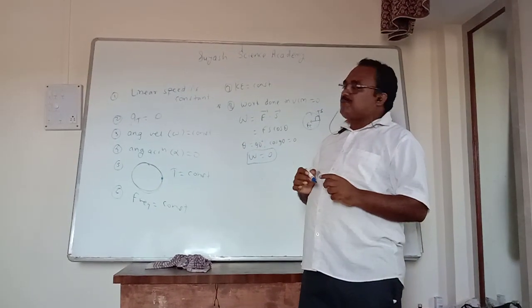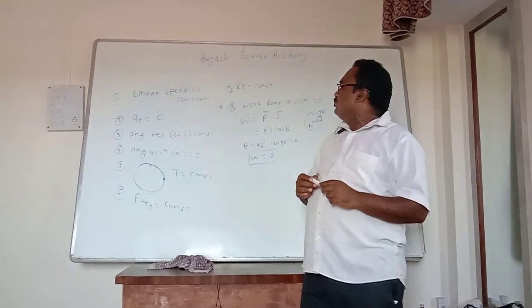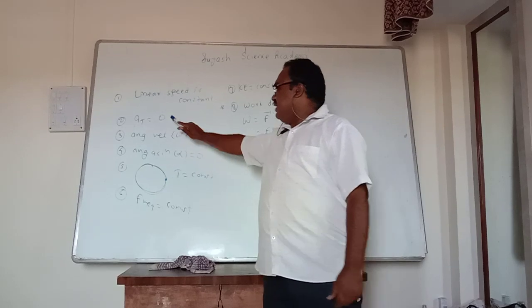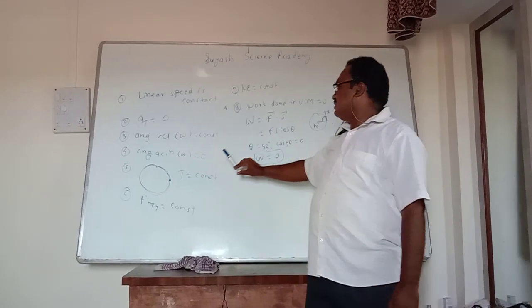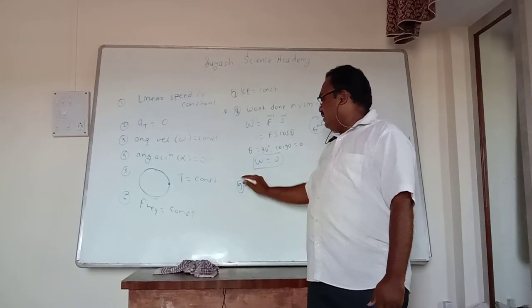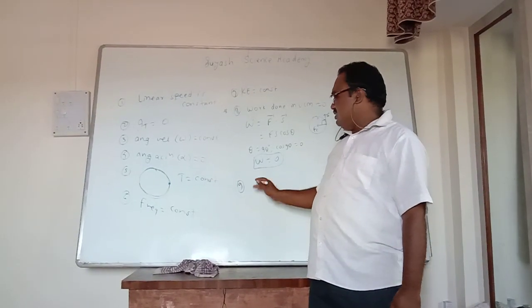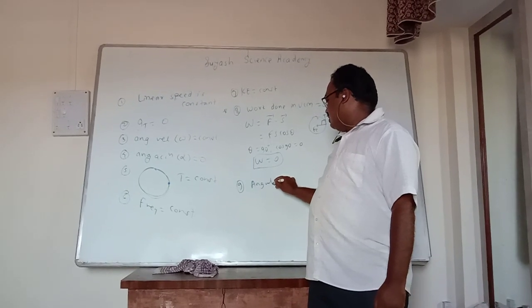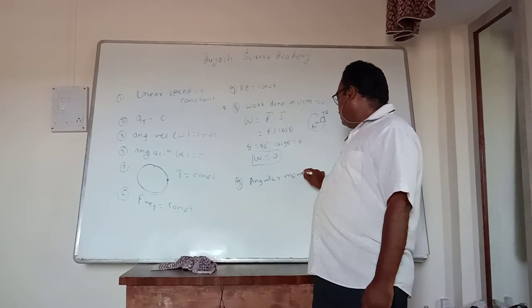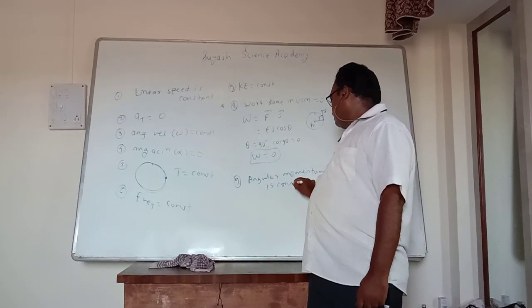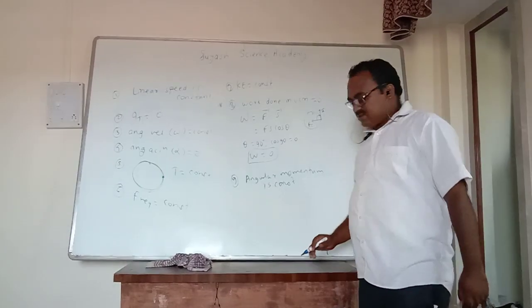Up to the 8th property, 5 properties are constant and 3 are zero: tangential acceleration zero, angular acceleration zero, and work done zero. Then, in this chapter you will later study angular momentum. Angular momentum is also constant.